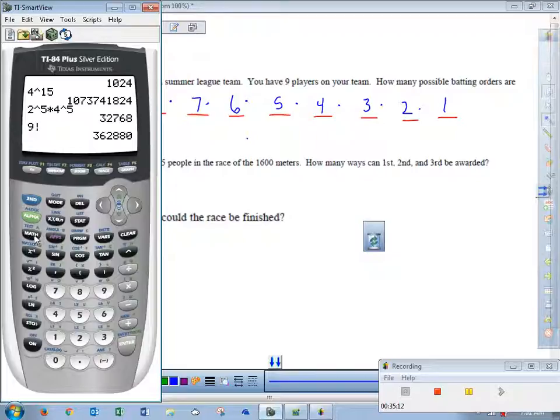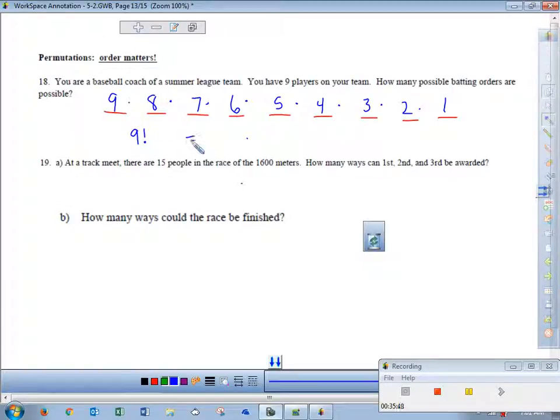So how did I get there again? First type the number you want. Oops, clear. 9. And then math. Scroll over to the top menu of probability. And we're on choice 4 of that one. So 362880. So that's how many different possible lineups you could have. Factorial, we might write that down. Factorial is how you say that bad boy out loud.